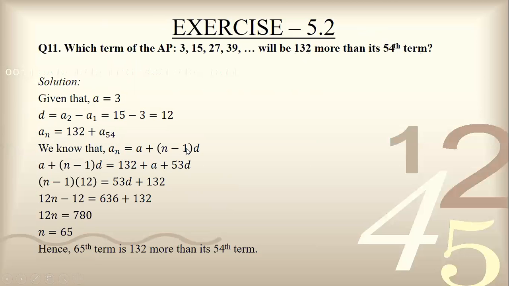Now an is a plus n minus 1 into d. So a plus n minus 1 into d equals 132 plus a plus 53d. So again here a will get cancelled and we'll have n minus 1 into d, with d value 12. We'll substitute that, then we get n to be 65. So the 65th term of this AP. When we keep writing these numbers, the 65th number will be 132 more than the 54th term. We don't know the value of the 54th term, or the 65th term, either. We are just saying that the 65th term is 132 more than the 54th term. That's all.